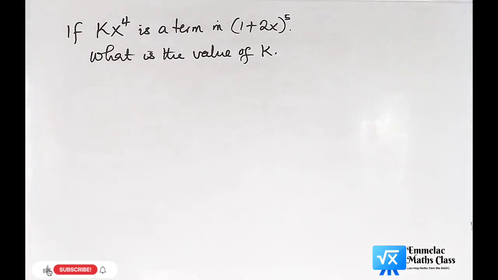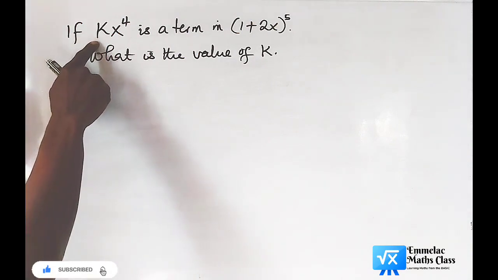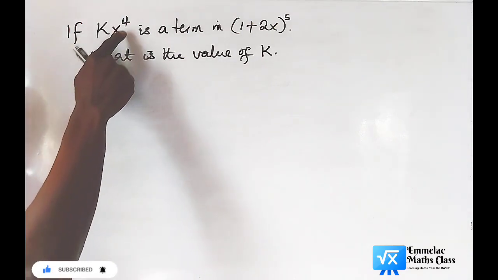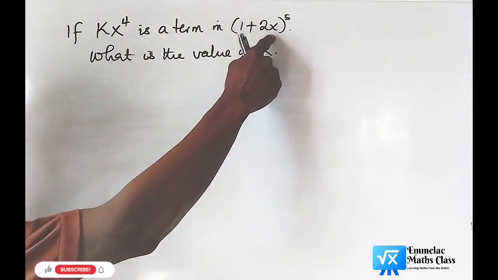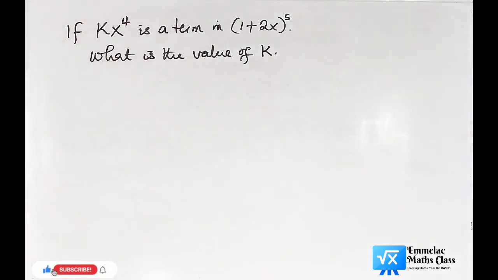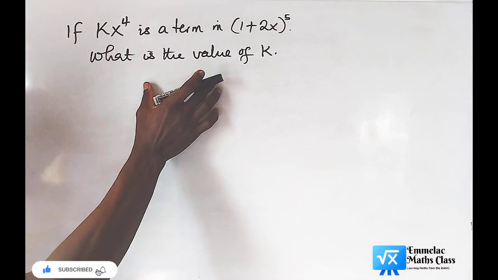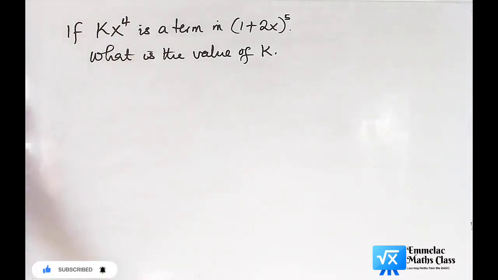Now let us look at this question, and this is under Pascal triangle or binomial expansion. Now if k x raised to the power of 4 is a term in this expression, which is (1 + 2x) raised to the power of 5, what is the value of k? Alright, I will solve this question with two solutions.